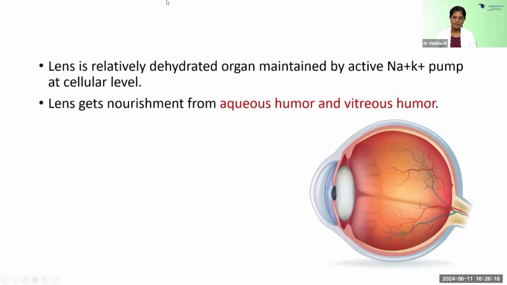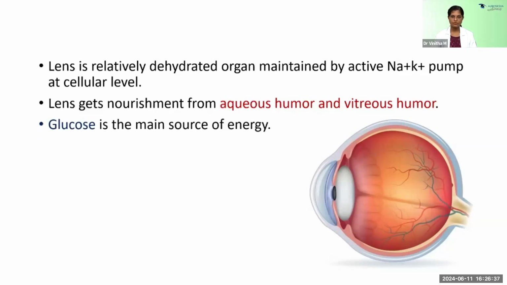Lens is a relatively dehydrated organ since it maintains its transparency with the help of the sodium-potassium pump, as you have seen in the cornea. Since it is an avascular structure, it gets nourishment from the aqueous humor and the vitreous humor. Glucose is the main source of energy.